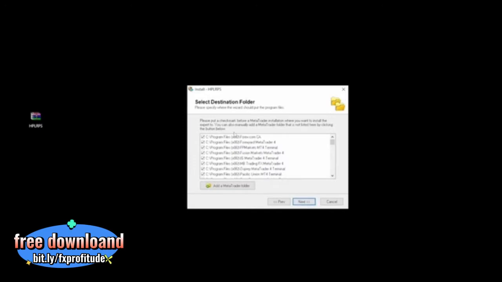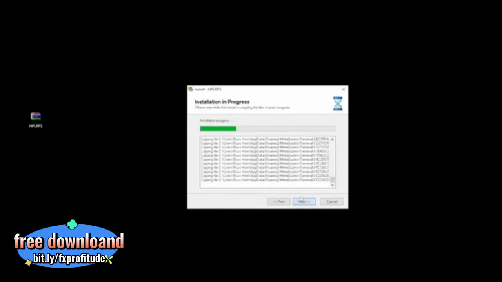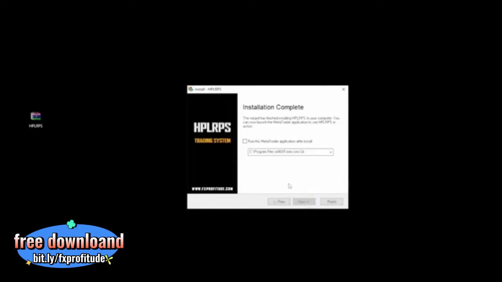And from here, it's going to select all of the different platforms that you have on your computer. So I want this installed on all my platforms. So I'm going to leave them all selected and I'll click next. And again, I'm going to click next. And now it is installing onto my computer. With that being finished, I'm going to click next. And now we are done. The installation is complete. So I'll click finish.